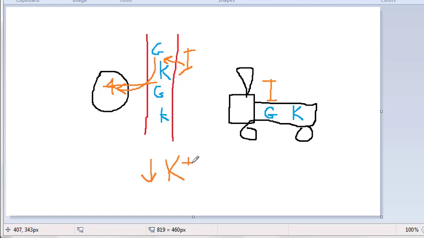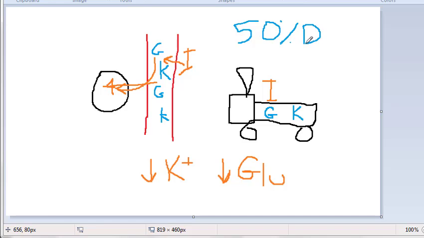Yay, our potassium is fixed, right? But what else did we lower? We lowered glucose, right? So now we've made our patient hypoglycemic. How do we fix that? We give them 50% dextrose IV to replenish all the sugar we just put into the cells.